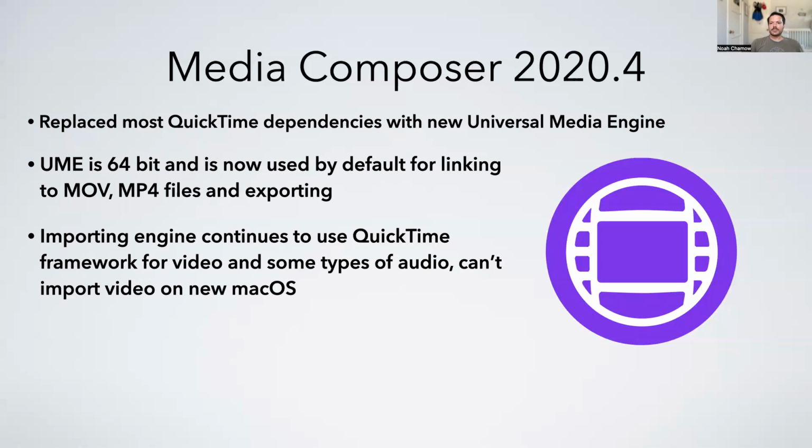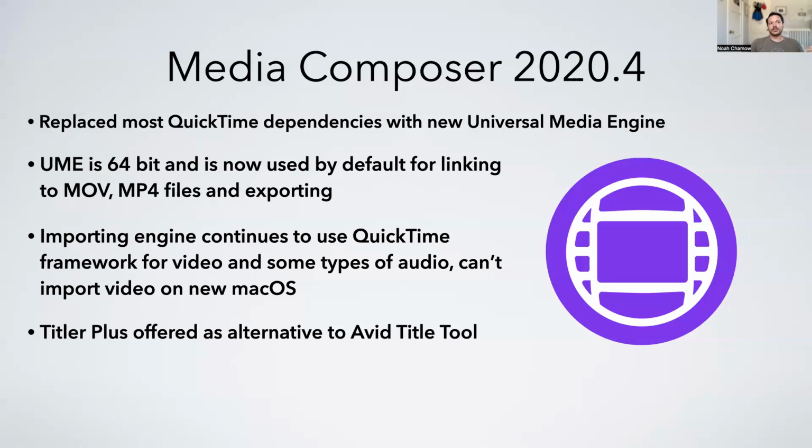But, and here's the big asterisk that sort of looms over the entire situation, the importing engine in Media Composer continues to use the QuickTime framework for video and some types of audio. Because of that, you can't import video on the newer versions of macOS because the framework that is being used to try to import that video just isn't there. I'll talk more about that extensively. Along with this, Titler Plus, which had actually been added in Media Composer 2018.12, was offered as an alternative to the title tool. So this is on the Mac side.